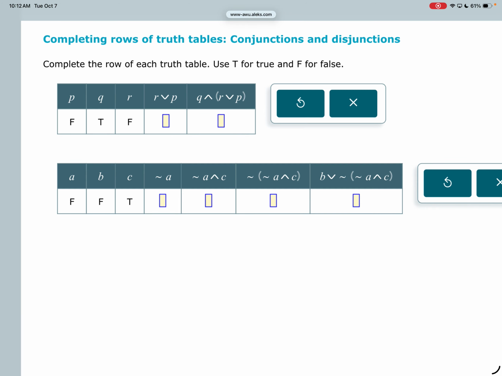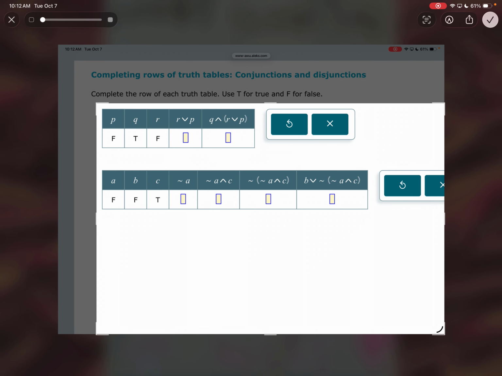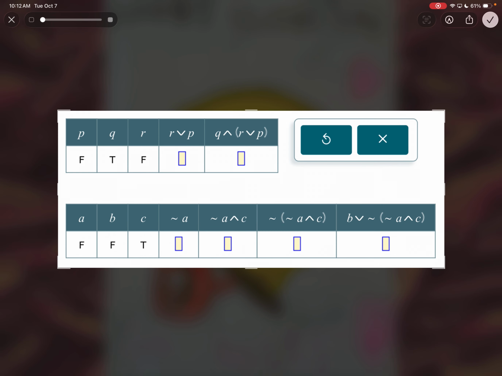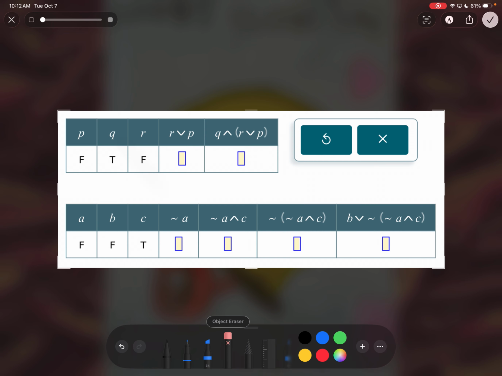Okay. So in this one, not super hard. You just have to identify the correct column to look at. R or P would be, let's see if I can do this. R or P, okay? What's the rule for or? It's only false if they're both false. Now I have R or P right here. So now I'm going to go look at R or Q and R or P. So I'm looking at true and false. So for and, true and false would give me false, right? It's only true if they're both true.